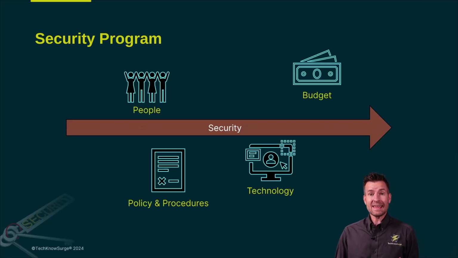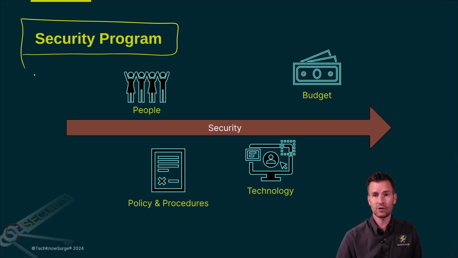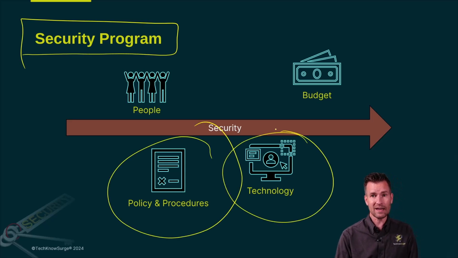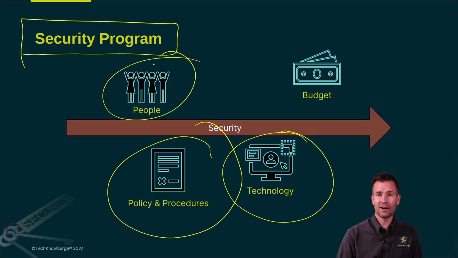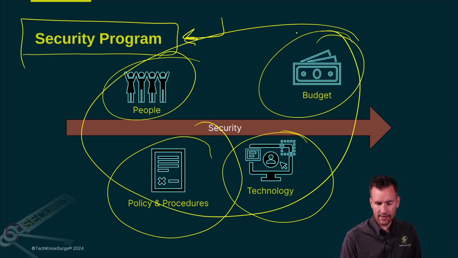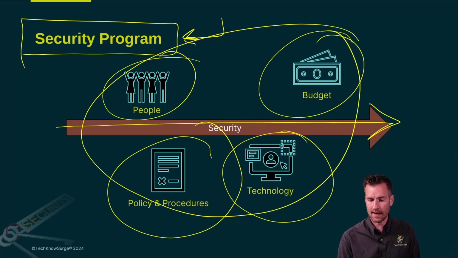Now, one way we implement security operations is by rolling out a security program. A security program is going to be all those policies and procedures, the technologies that we implement. We're going to have people that are going to be assigned towards security, and we're also going to have a budget that's going to be able to facilitate all of this action. And that's what a security program is. It's all of this together that allows us to carry out security operations.